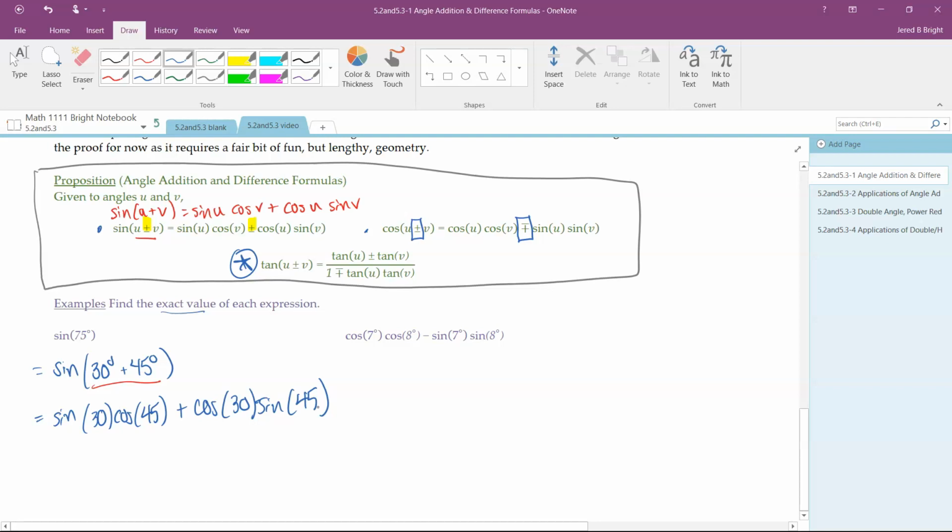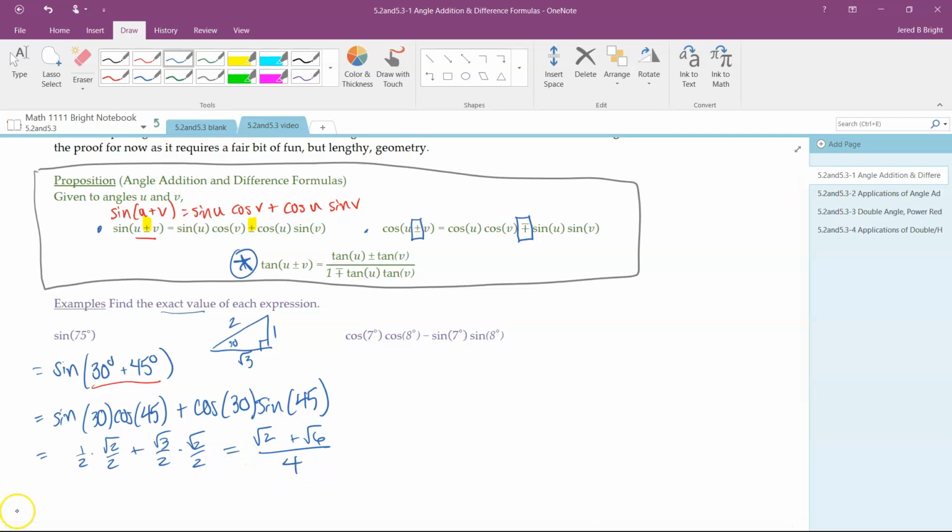Okay, and now if you're doing this without a calculator, you maybe need a little triangle here. So I know that this is 30, this is 90, and the ratio I use is 1 to 2 to square root of 3. So then sine of 30 is going to be 1/2 times square root of 2 over 2, plus cosine of 30 is root 3 over 2 times root 2 over 2. So then in total, what do I get? I get root 2 plus root 6 over 4. Just simplifying that, and if you're unsure of that algebra, please pause the video and try it out.